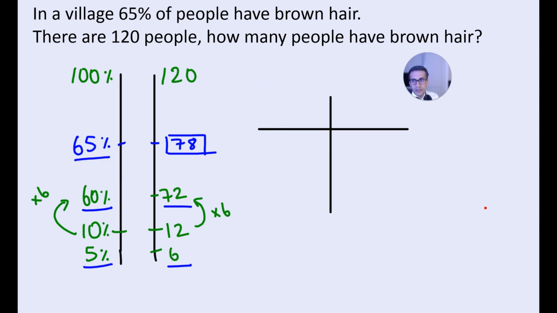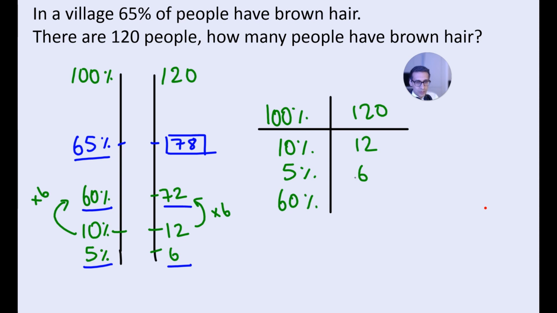And then again, we can represent this using the table method as well. So 100% is 120, 10%, 12, and then we worked out 5%, which is 6, 60%, which we multiplied by 6, so we're going to get 72, and then 65% is 78. That's our answer.